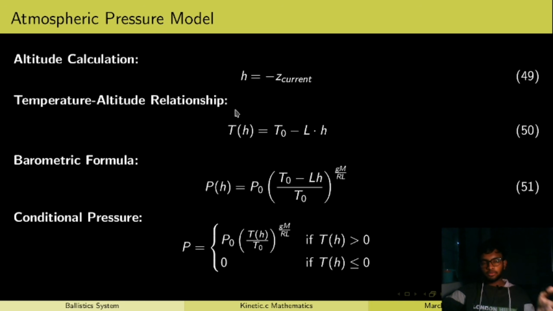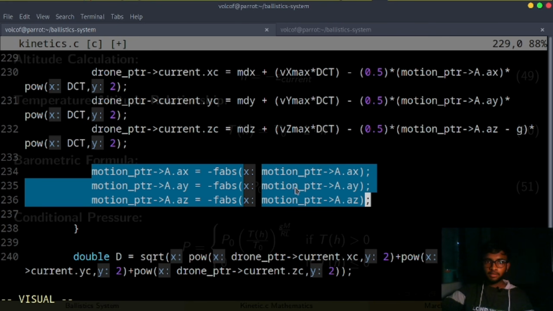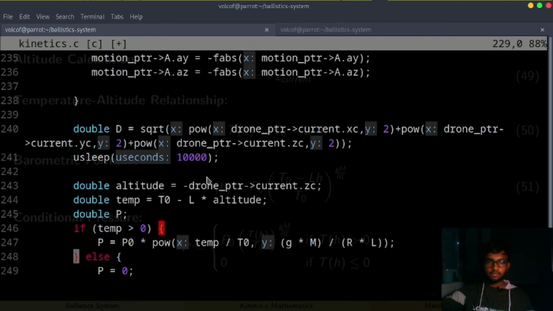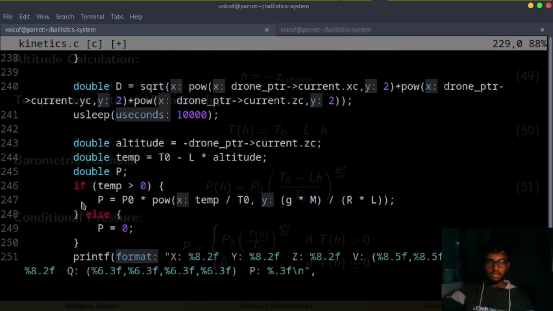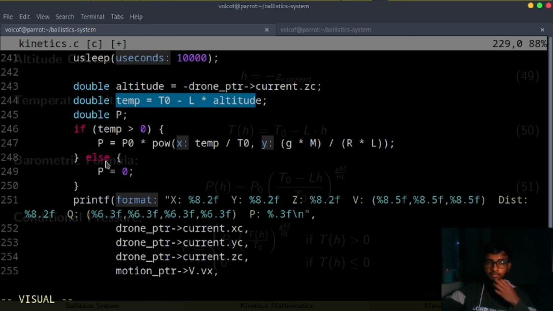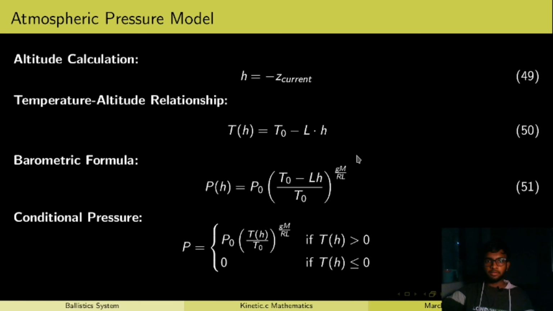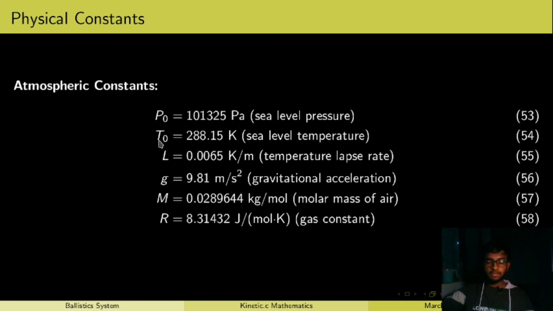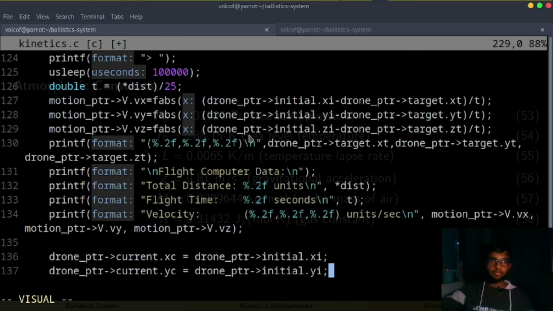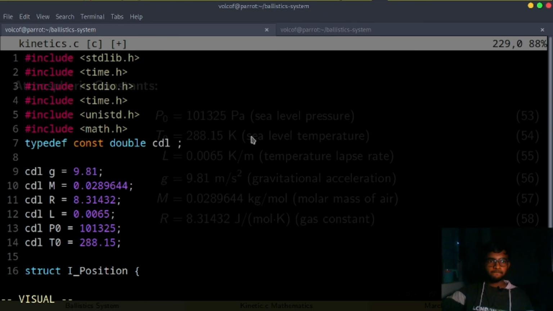And then we also evaluate the pressure. We use this barometric formula, and the way this barometric formula has been implemented in code is that, right here, we first evaluate the temperature. After we found the temperature, we then find the pressure using this formula, and these are the constants that we have used within the program right here.